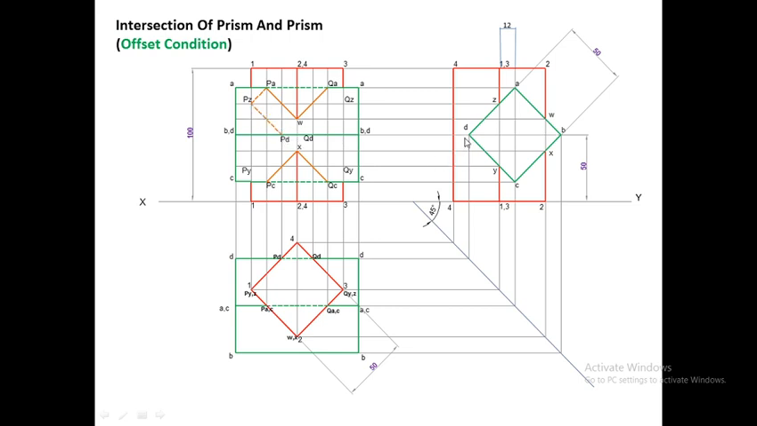Now we will join D to Y, which will again be hidden. So D to Y hidden, and the last is Y to C, which will again be hidden. So we have completed the intersection on the left hand side.